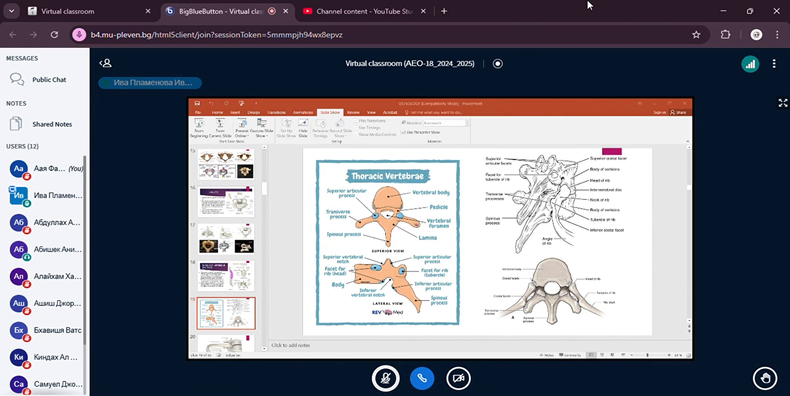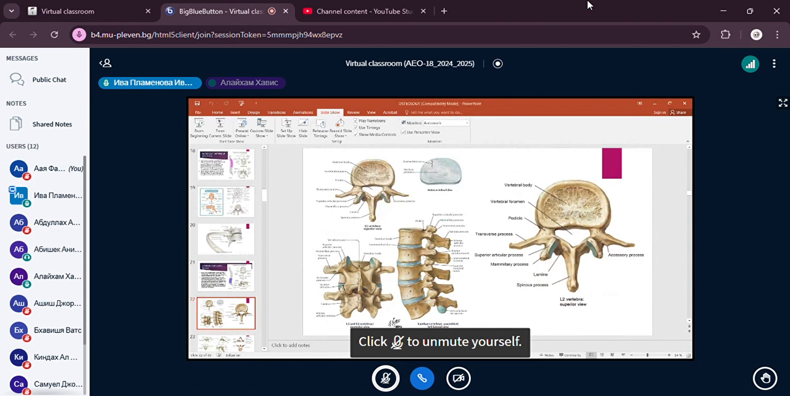Now, did you see the lumbar vertebrae here? It's still on the thoracic vertebrae. Oh my God, why? Now it changed. Okay. I don't know why.